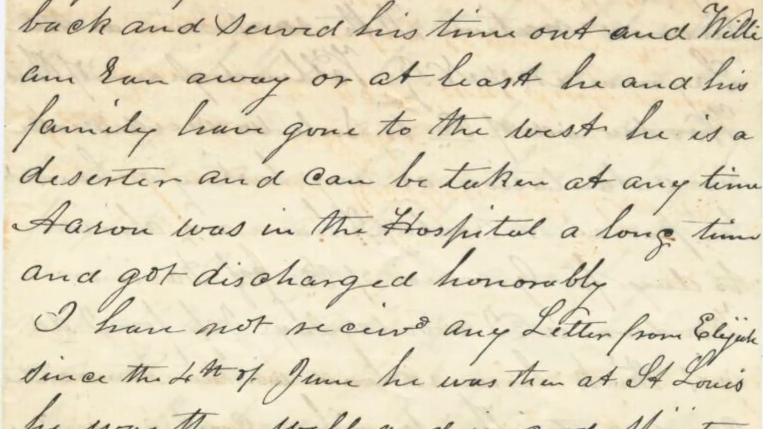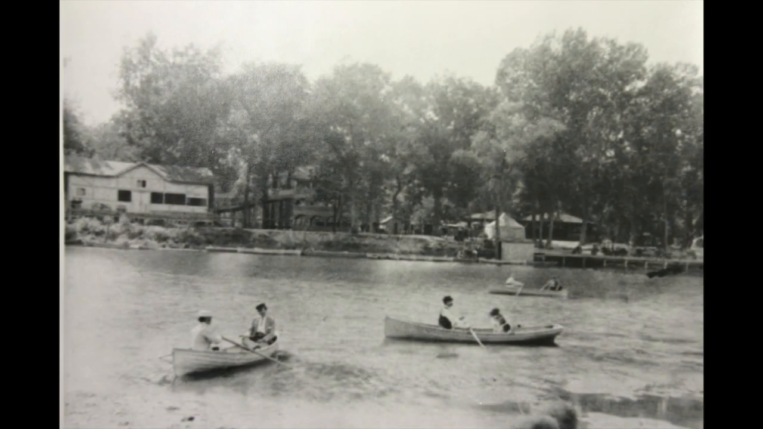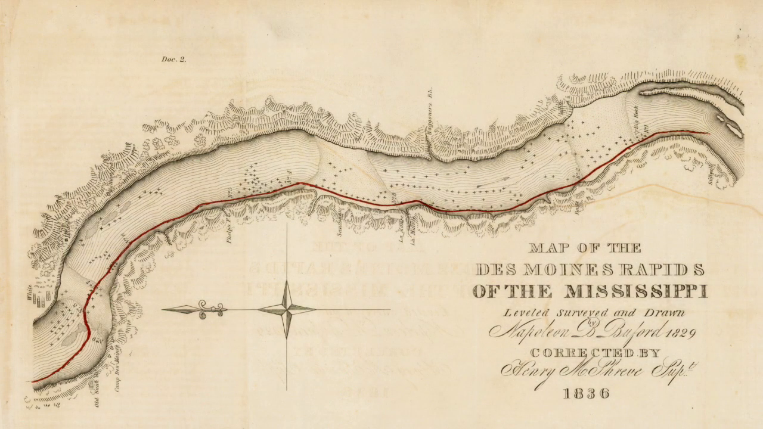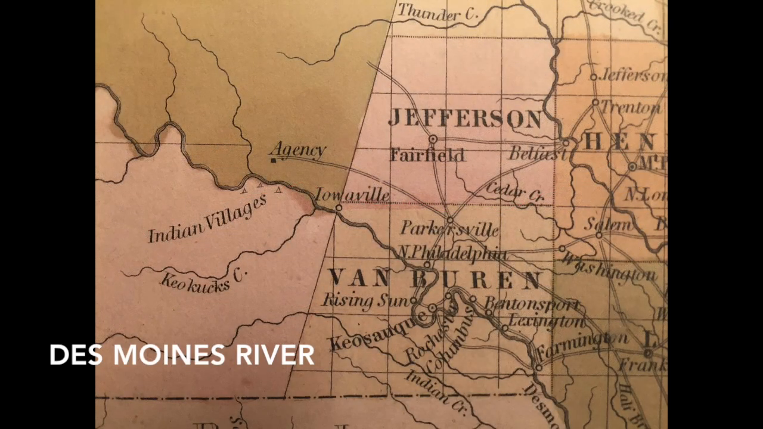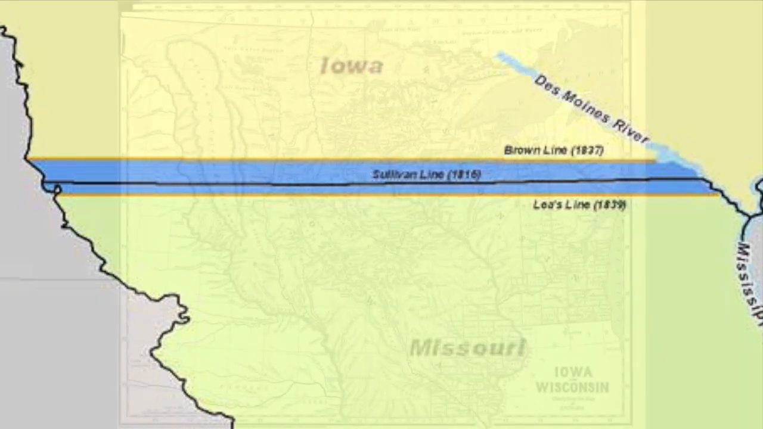When Sullivan had recorded the location of the border, he had made another error. He had referenced rapids in the Des Moines River, but there were none in the area he was surveying. The rapids he had been referencing were the Des Moines Rapids in the Mississippi River. The only rapids Brown could find in the Des Moines River were around 10 miles north of the original border. As a result, the border Brown had marked was between 9 and 13 miles north of Sullivan's original line. This border was called the Brown Line.